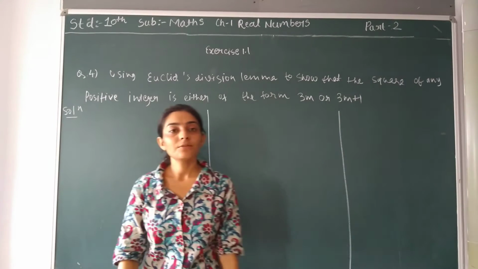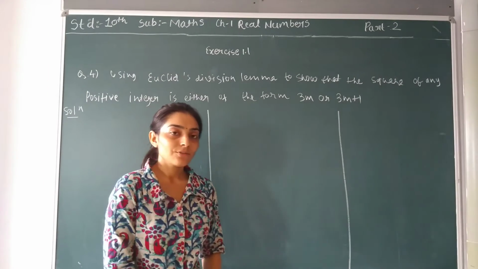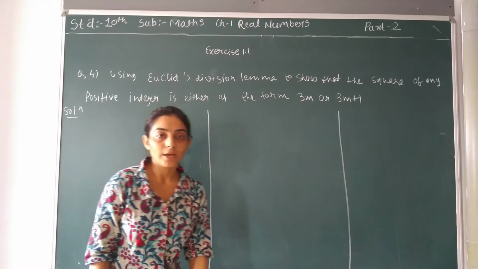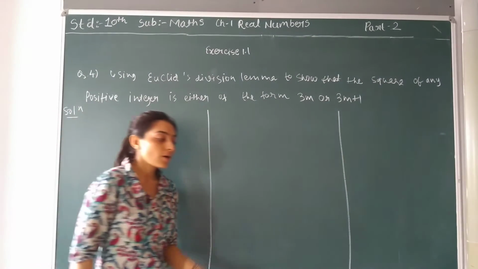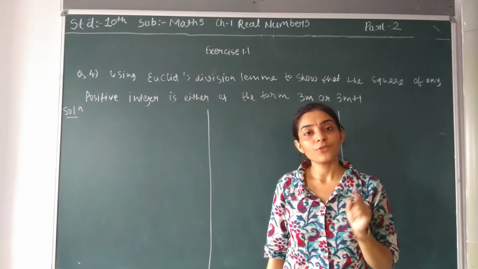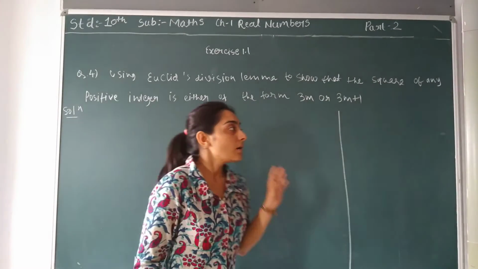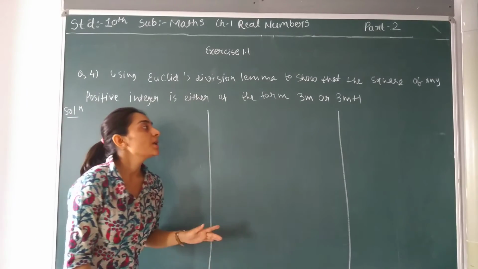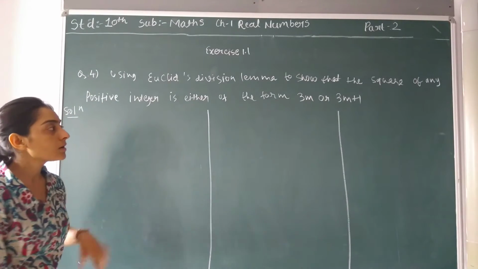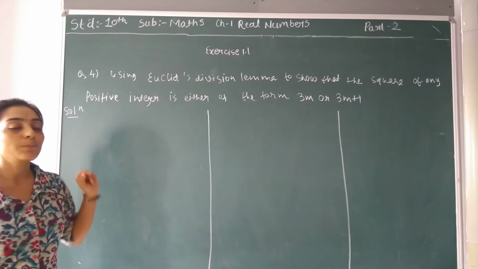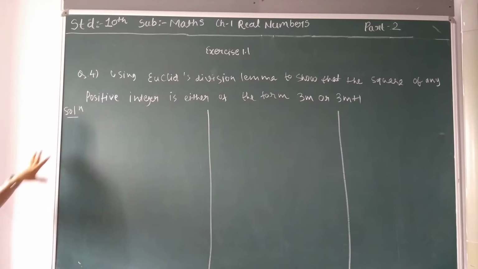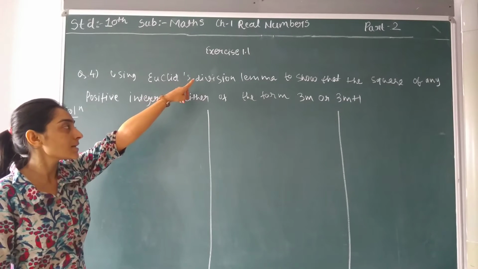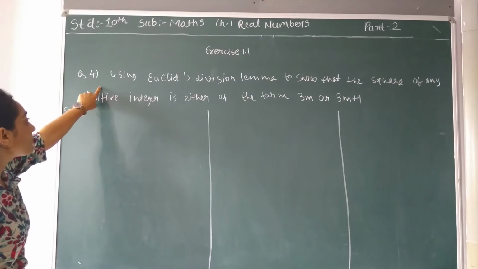Okay, hello everyone. In the last lecture, we learned the Euclid division algorithm. In that, we learned how to find HCF using the Euclid division algorithm and how to prove properties. Now let's take one more example of proving properties. This question is from Exercise 1.1, question number 4.